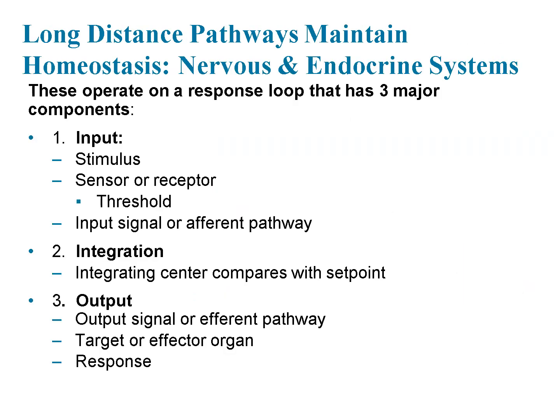To maintain homeostasis, the body relies on long-distance signaling pathways, primarily involving the nervous and endocrine systems. These systems coordinate their responses using a response loop, which can be broken down into three key components. Input begins with a stimulus, such as a change in temperature, blood pressure, or glucose levels. The stimulus is detected by a sensor or receptor, which monitors the environment.